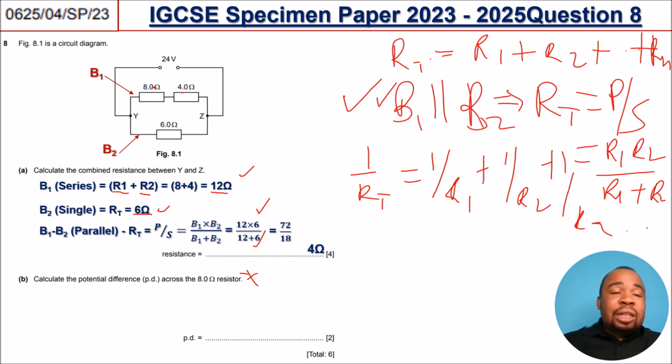Consequently, the current flowing through the 8 ohm resistor is the same as the current flowing through the 4 ohm resistor. Why? They are in series and current is not divided. But the voltage across the 8 ohm resistor is different from the voltage across the 4 ohm resistor. Why? They are in series, their voltage is divided.